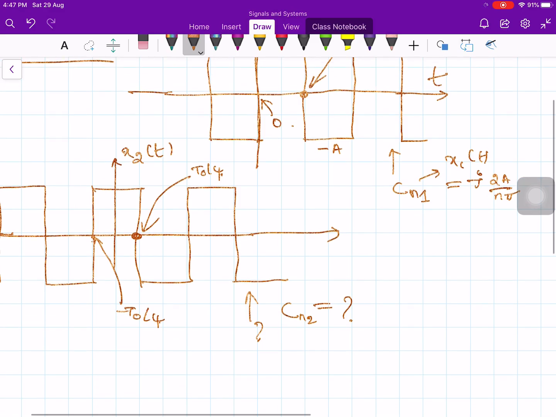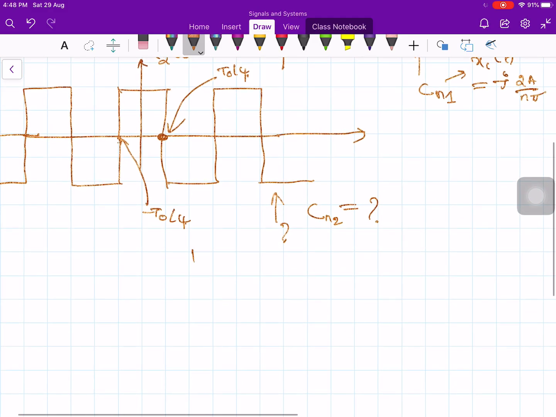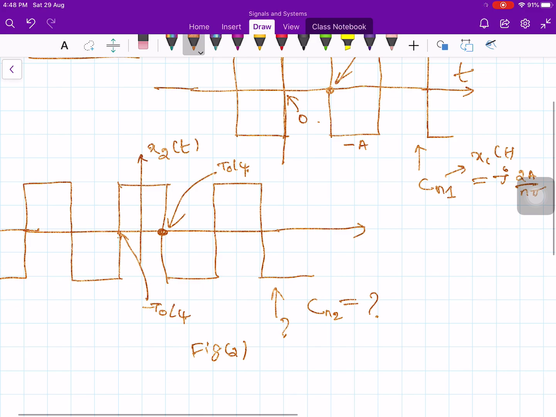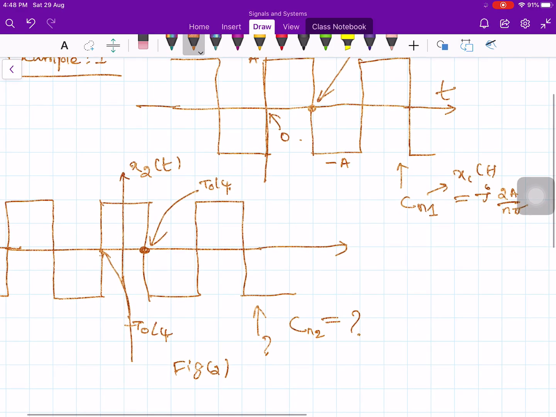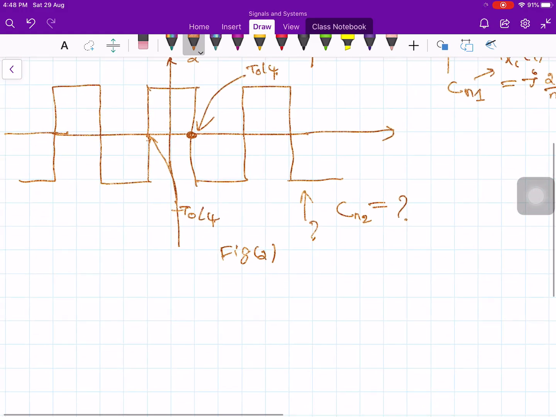So you can see from figure 1 this is x1 of t and from figure 2 this is x2 of t. These two are essentially the same waveform, x1 of t and x2 of t, except for a shift in the origin. So the origin is shifted, that's all. In fact, x2 of t is obtained from x1 of t by advancing a quarter period, a little bit to the left hand side. The relation between x1 of t and x2 of t is that x2 of t is equal to x1 of t advanced by a quarter period, t naught over 4.